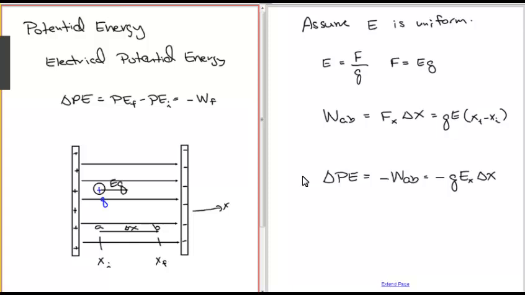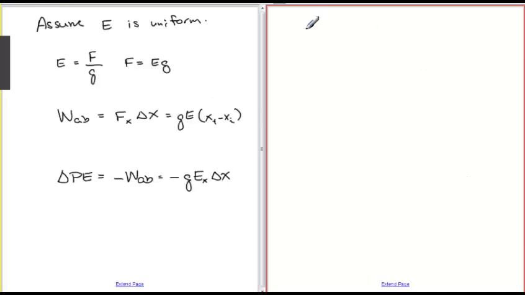So we just talked about change in electrical potential energy. Now, if you remember back in chapter 15, we talked about force, and then we defined something called the electric field, which was equal to the force per unit charge. So we're going to do the same kind of thing here. We're going to define the change in potential energy per unit charge.